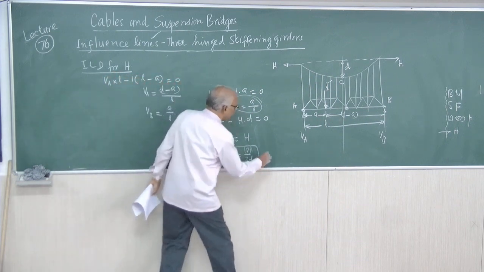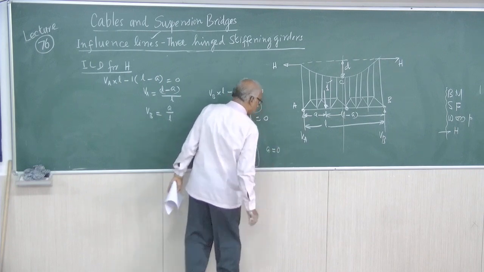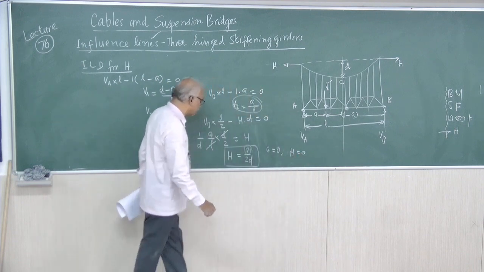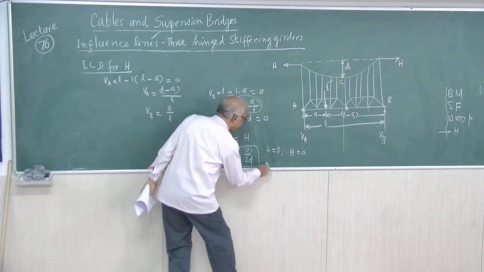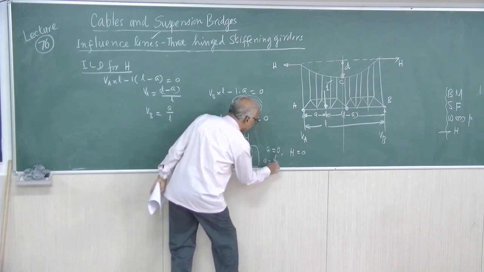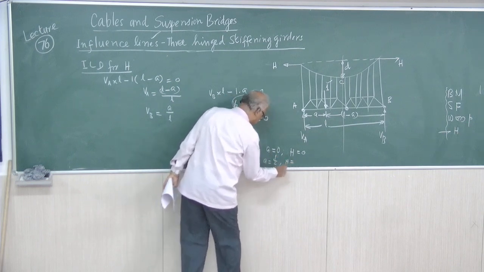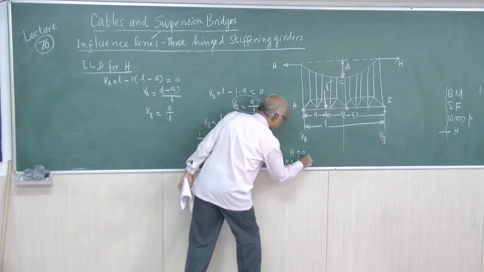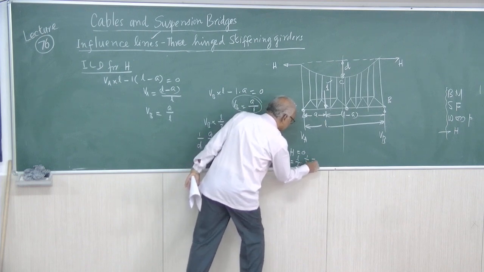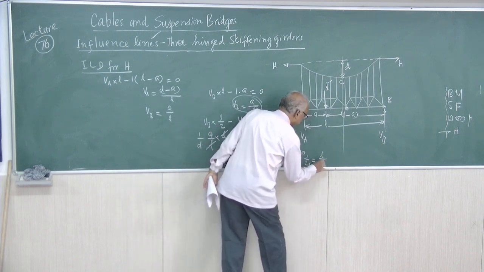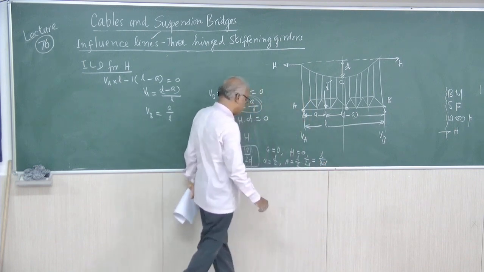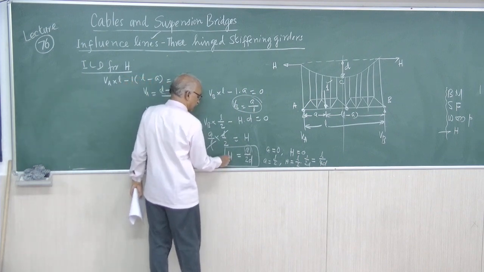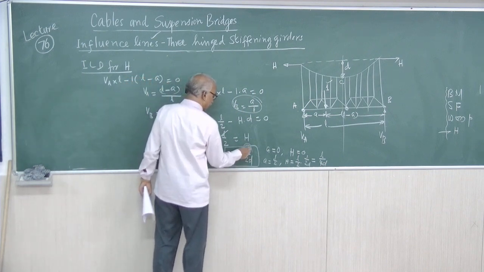Right. Now, when A equal to 0, H equal to 0. When A equal to L by 2, H equal to L by 2 into 1 by 2D, that is equal to L by 4D. So, this is the governing equation for the horizontal tension for different values of A.